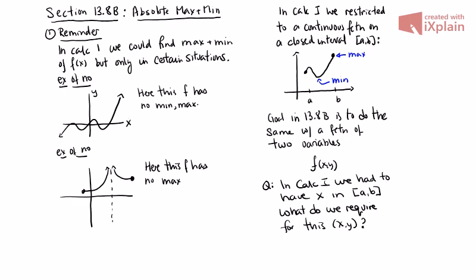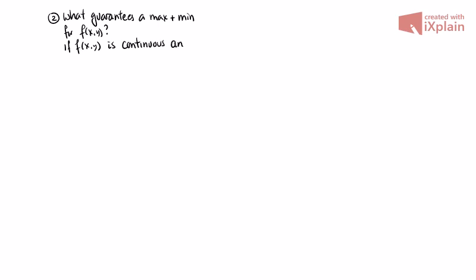So let me clear the screen and start on the requirements for Calc 3. Let's call this what guarantees a max and min for f of x, y, because we're looking for both. So the answer is this. This is where we'll focus. If f of x, y is continuous, and we focus on x comma y in what's called a closed and bounded region.